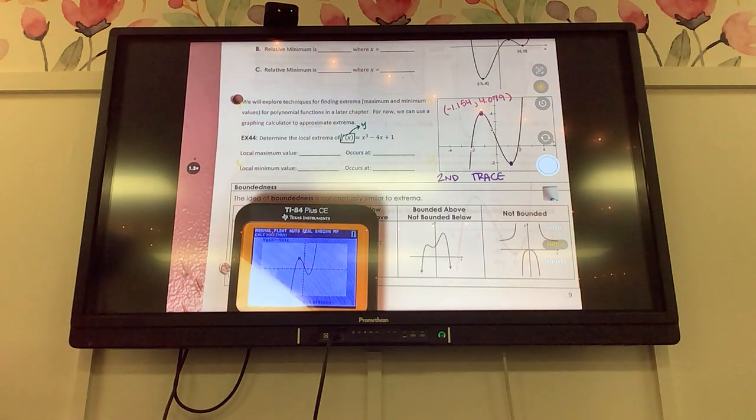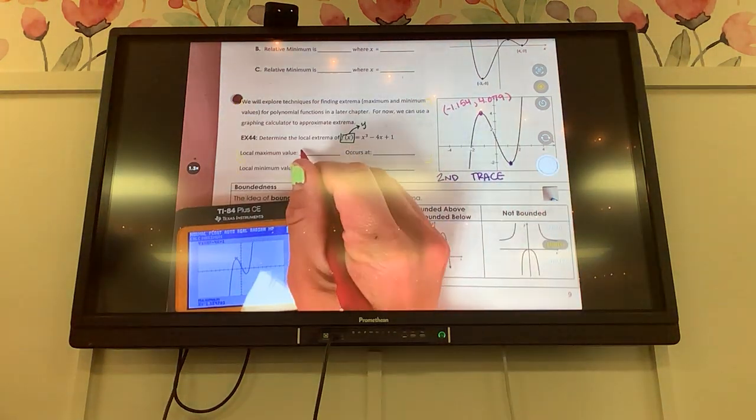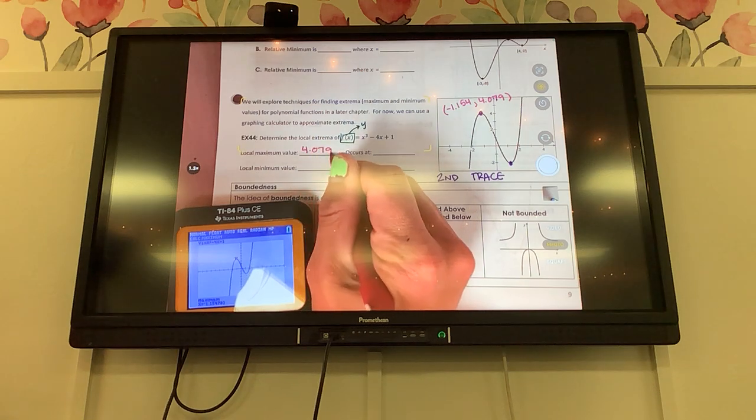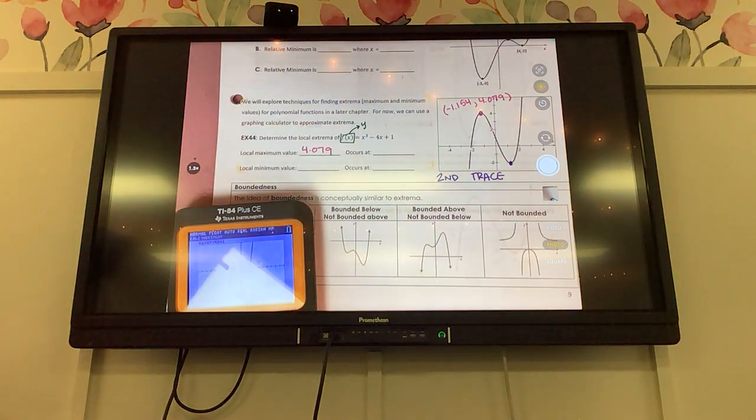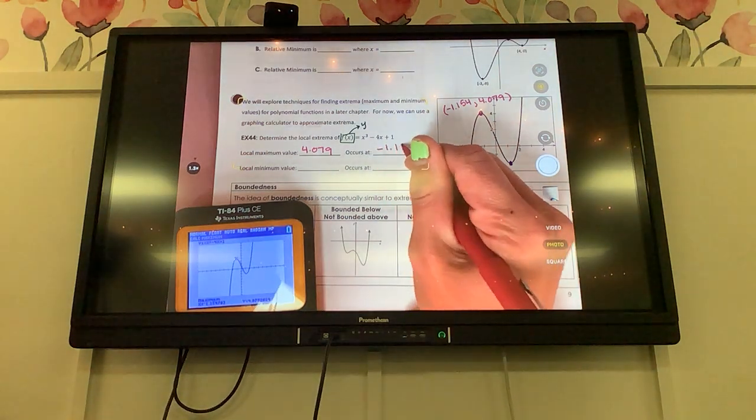All right, so to answer the question, we would say that the maximum value is 4.079, and it occurs at negative 1.154.